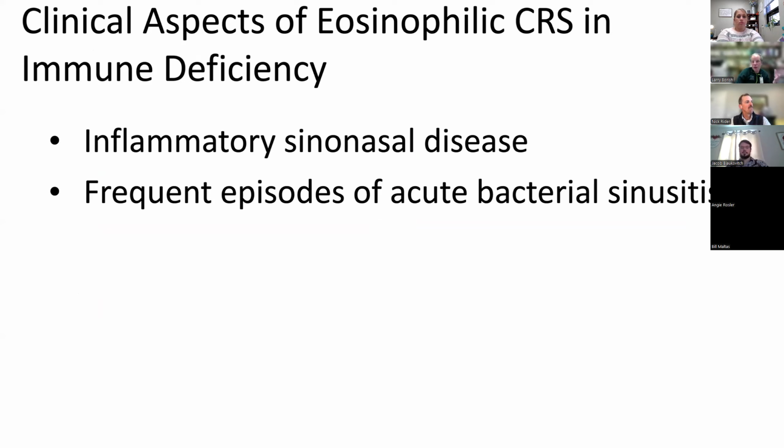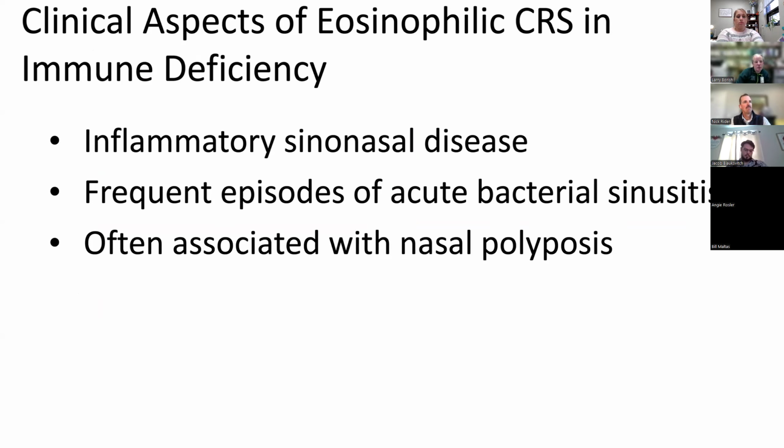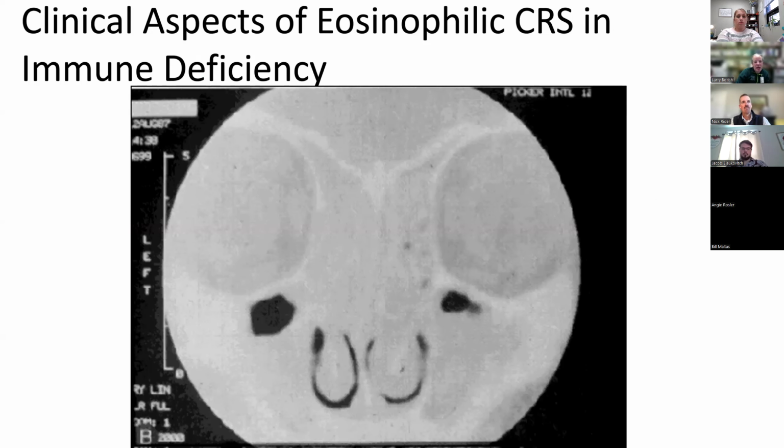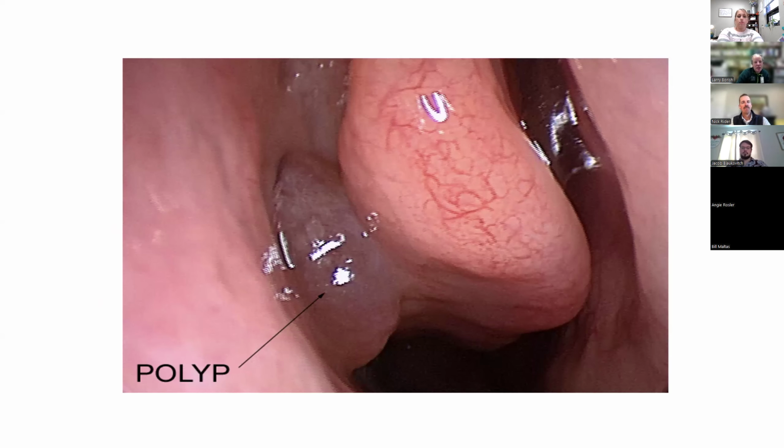These patients are also getting frequent bacterial sinus infections, and it's the sinus infections that are triggering the eosinophilic inflammation. The eosinophilic disease is the one that is particularly associated with nasal polyposis, and their CT scans look more like this, where you see complete opacification of the ethmoid sinuses and pretty near complete opacification of the maxillary sinuses. And that's the nasal polyp.